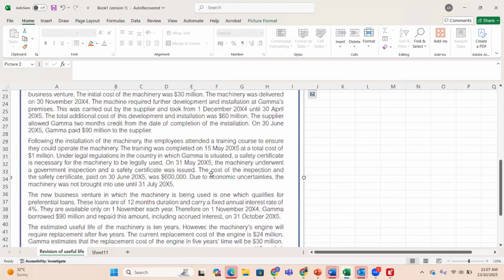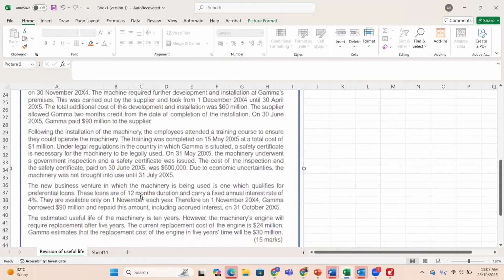No. Absolutely not. So the cost of inspection and safety certificate was paid on 30th June. This was payment. And would this be capitalized? Yes. Due to economic uncertainty, the machinery was not used. It is not relevant at all. Okay. It was available for use.